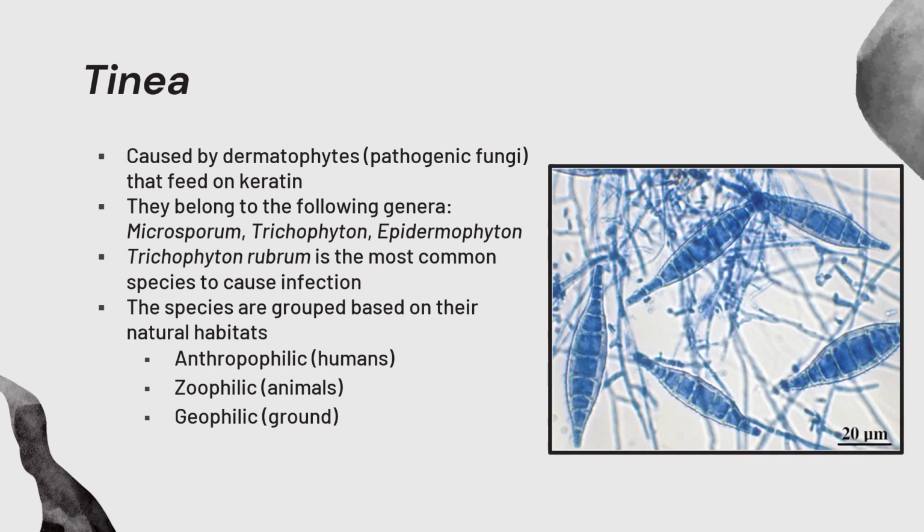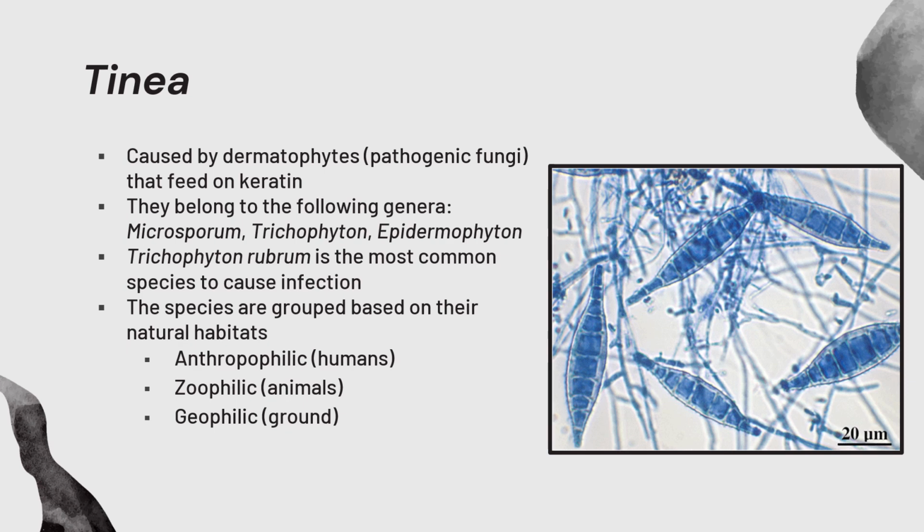Tinea infections or ringworm are superficial fungal infections caused by dermatophytes, which are a type of pathogenic fungi. The specific dermatophytes that cause tinea infections live and feed on keratin, meaning that they infect skin, hair, and nails. The genera of fungi that cause tinea infections are Microsporum, Trichophyton, and Epidermophyton. The most common species to cause infection in humans is Trichophyton rubrum.